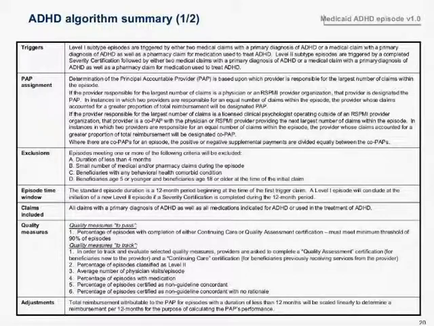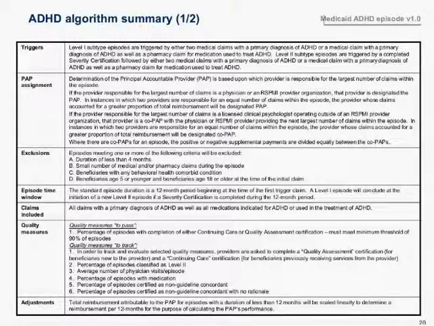This slide, again, is available on paymentinitiative.org from the home page. Click on the episode algorithm and navigate to ADHD codes. A Level 1 episode is triggered by either 2 medical claims with a primary diagnosis of ADHD or 1 medical claim and 1 pharmacy claim for medication to treat ADHD. A Level 2 episode is triggered by a completed severity certification, followed by either 2 medical claims with a primary diagnosis of ADHD or 1 medical claim and 1 pharmacy claim for medication to treat ADHD.